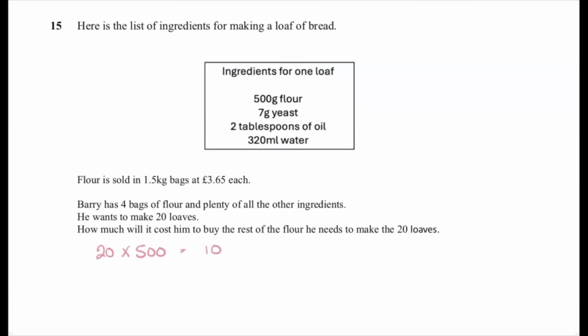2 5s are 10, and add in the rest of those zeros. So that's 10,000 grams. We're now going to change this into kilograms because our bags are in kilograms. Grams to kilograms is 1,000, so we're going to divide through by 1,000. And that is going to give us 10 kilograms.